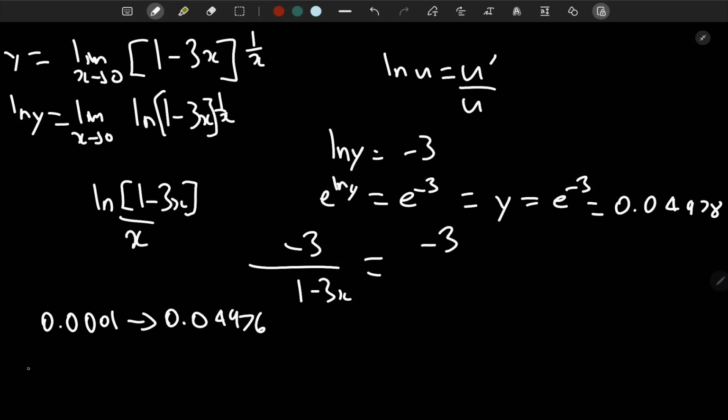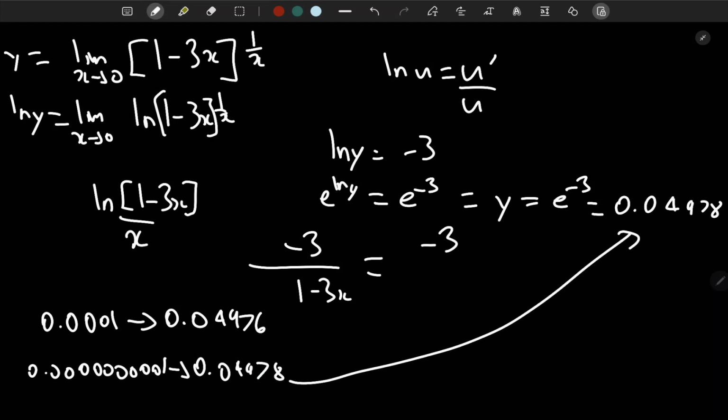So here I got the answer of 0.04976. Now let's increase the number of zeros. Let's do 10 zeros maybe, or 9 zeros, and then see what answer we get. So I'm going to change it here. Now I'm adding 10 zeros this time and see what answer we get. We got 0.04978, which is the exact thing that we got over here.